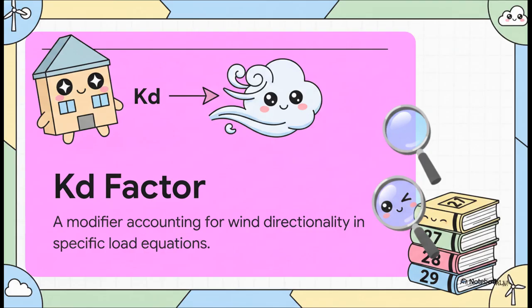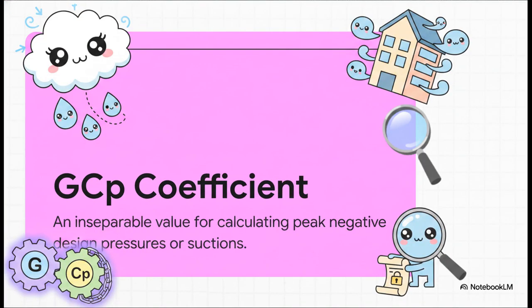By moving it over to chapters 27 through 30, the standard ensures you apply this modifier exactly where the directional nature of the wind interacts with the unique geometry of the building's main wind force resisting system. Now, if you're in the field, you immediately recognize GCp. When it comes to negative surface pressures on components and cladding, the code firmly locks the gust effect and pressure coefficient together. You can't just take a pressure coefficient and multiply it by some general gust factor when you're dealing with the powerful suction on the side or roof of a building.